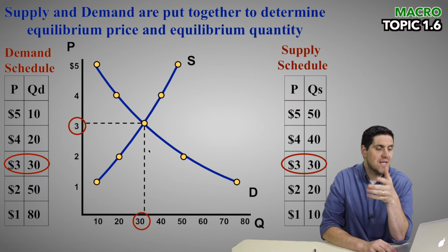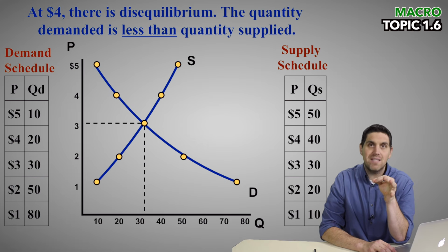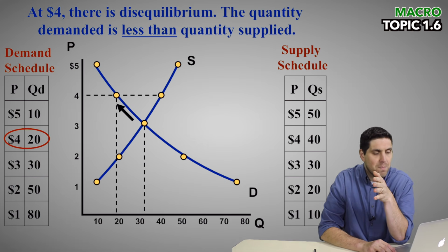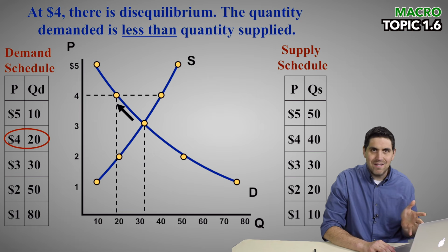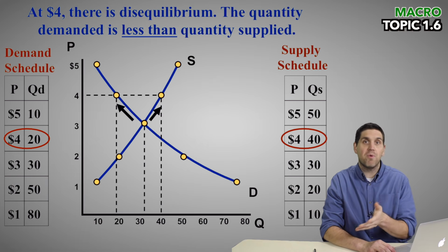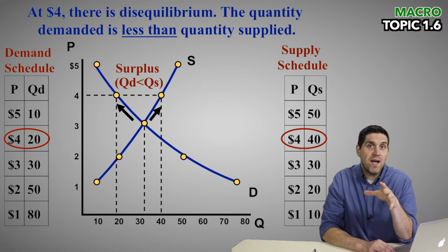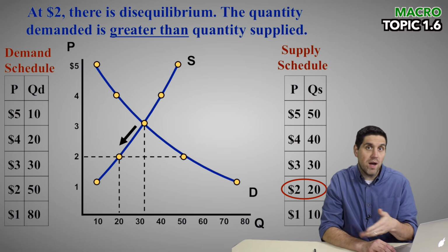For example, if the price was really high, let's say up here at $4, then we're at disequilibrium. In this case, the quantity supplied is greater than the quantity demanded, right? So if the price goes up, people don't want to buy it, so the quantity demanded goes down, but producers want to produce more, and so the quantity supplied goes up. The result is something called a surplus. Now, if the price was really low, let's say down here at 2, then people want to buy more of it, so the quantity demanded goes up.